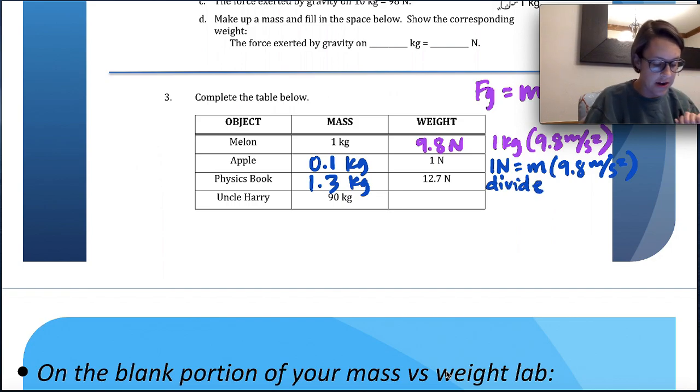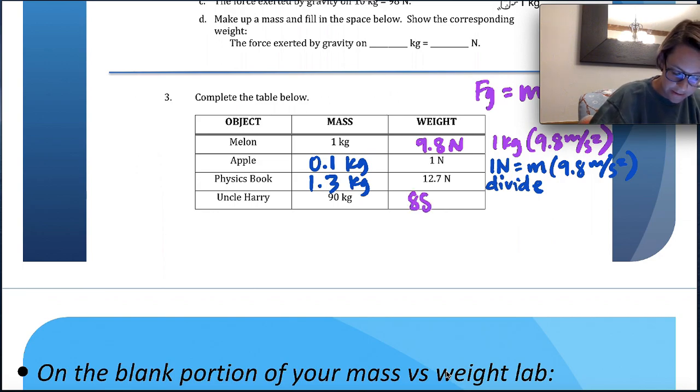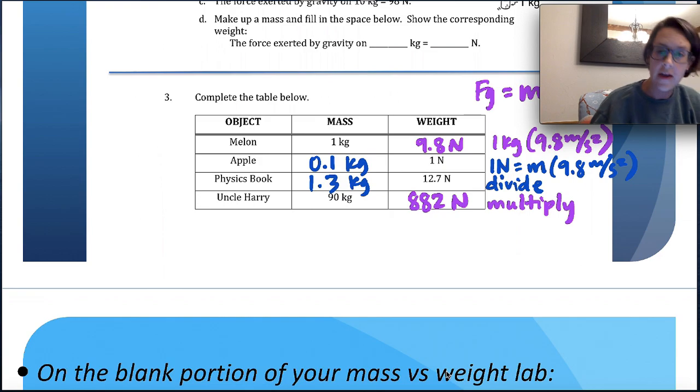And then Uncle Harry is 90 kilograms of mass. So 90 times 9.8 gives us Uncle Harry's weight, and that is 882 newtons. So for that one, we multiplied. Okay, so a relatively simple formula. You're just either multiplying or dividing. Like always, just fill in your numbers and work the algebra, and you'll get it.